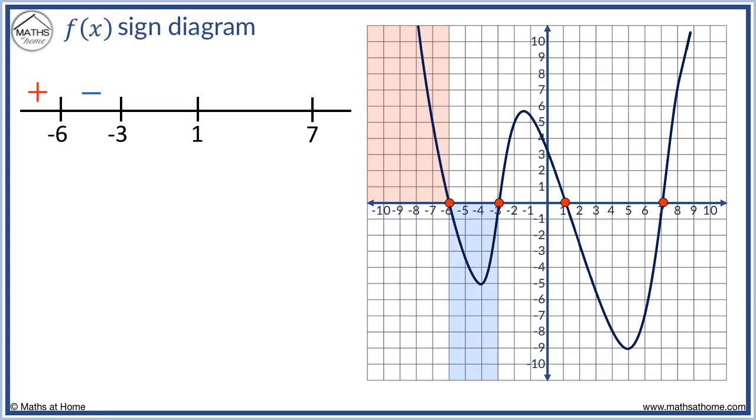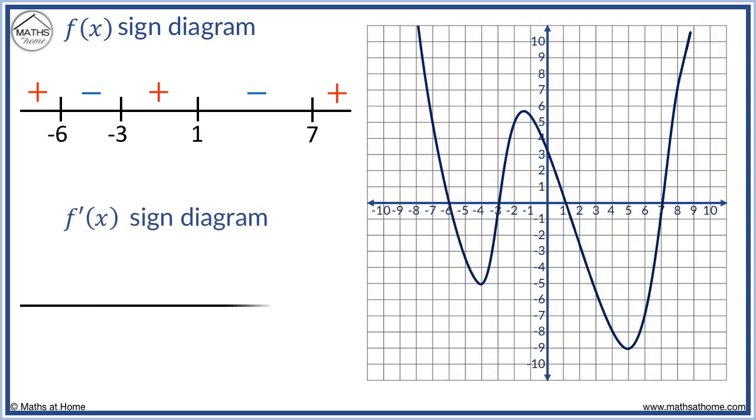From -3 to 1, we are above, so positive. 1 to 7 is below, so negative. And after 7, we are above, so positive. Now we will draw an f-dash-x sign diagram.